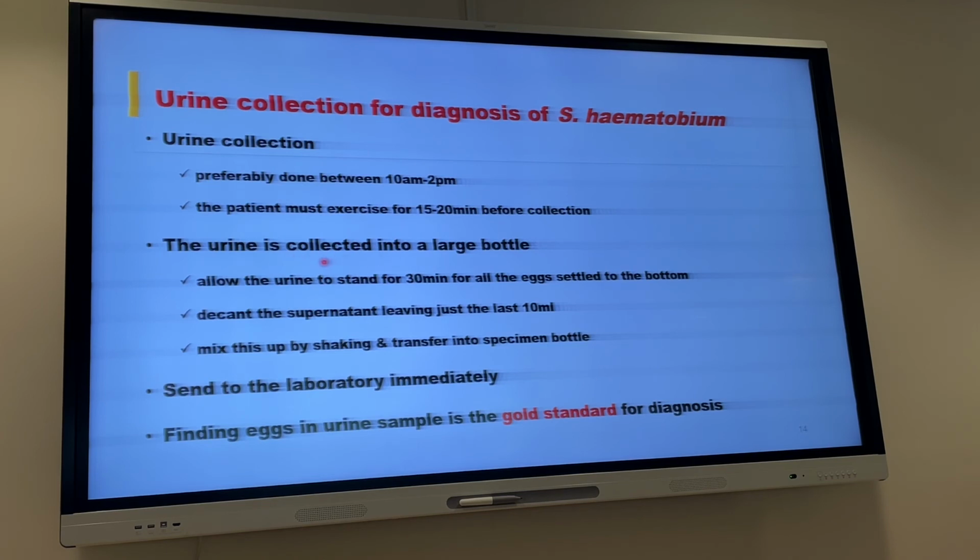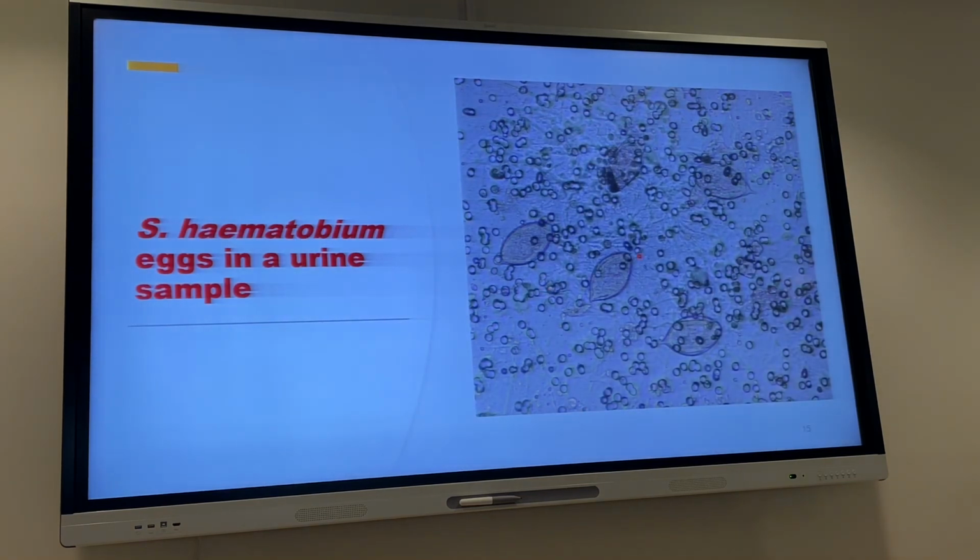So what do you do to the urine? You collect it in a large bottle, allow the eggs to settle by gravity, and then decant and look at the sediments. What you're looking out for are the characteristic eggs, and like you all rightly said, we are looking out for the diagnostic terminal spines. And in this micrograph, you have an actual patient sample, and you can see that there are a lot of red blood cells in the slide.